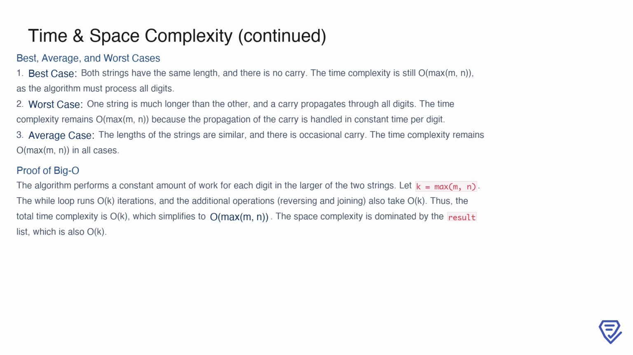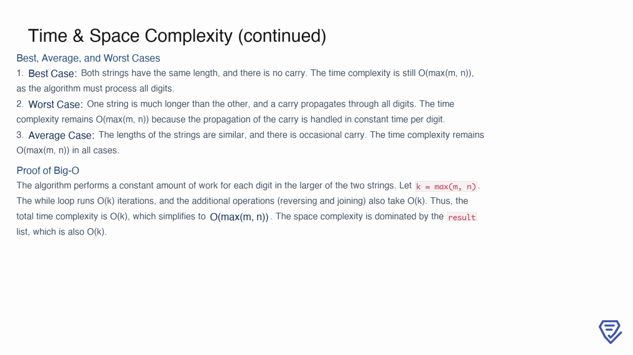In the worst case scenario, one string is much longer than the other, and a carry propagates through every digit. Even in this case, the time complexity remains O(max(m, n)), since the carry is handled in constant time per digit. In the average case, where the strings have similar lengths and the carry occasionally propagates, the time complexity is still O(max(m, n)).